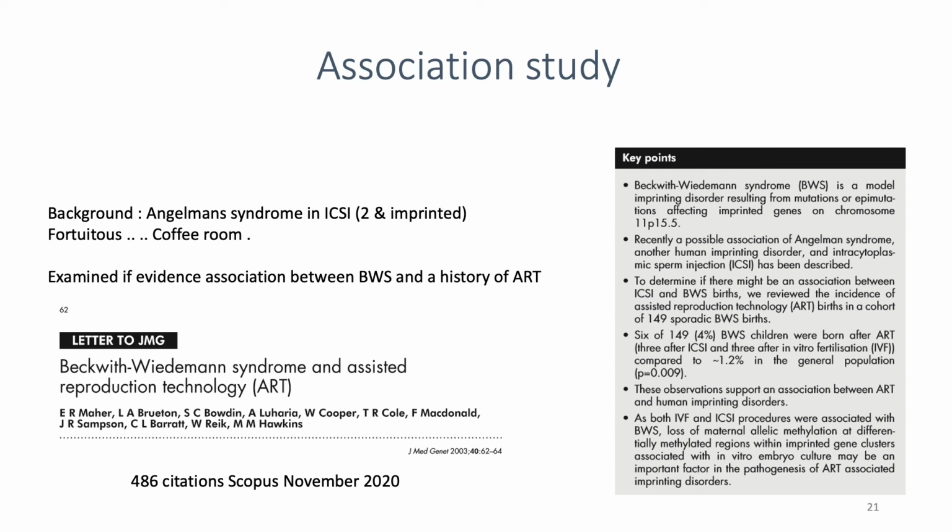Now, this paper was published in 2003, and it's the highest cited paper I've ever been involved with and written. So it's clearly created quite a lot of an impact, but it's an association study. It's not a causality study. It's just how many patients with Beckwith-Wiedemann's had ART, and then looking at the general population. So it's an association, but actually it kicks off a whole idea and concept.